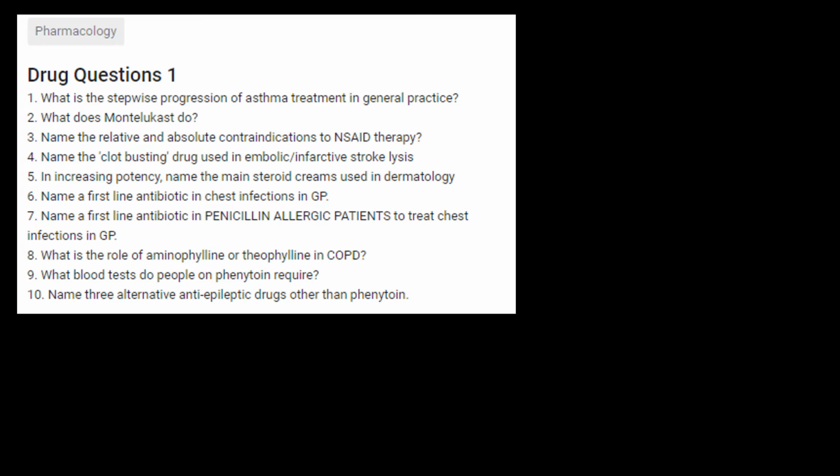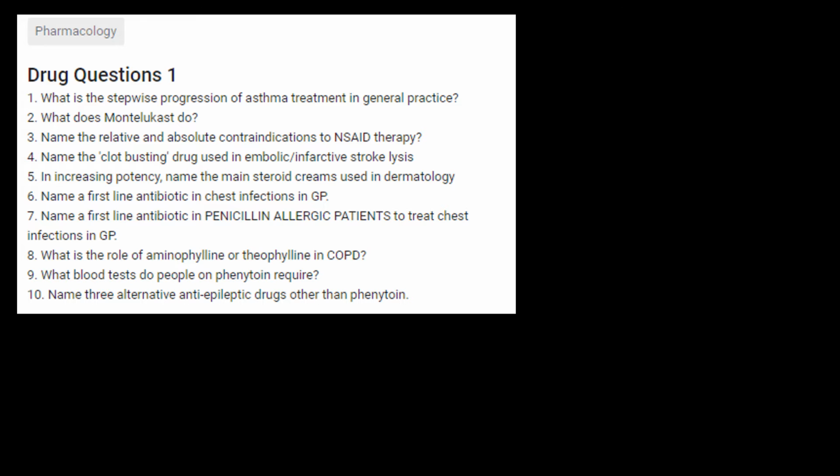So let's start with question 1. What is the stepwise progression of asthma treatment in general practice? If you're in the UK, for example, the BMJ has a wonderful stepwise progression algorithm for the treatment of asthma in general practice. The whole goal of treatment of asthma in general practice is to achieve maximum control of symptoms with the fewest medications. Asthma control refers to the extent to which the manifestations of asthma have been reduced or removed by treatment. An optimal control should include assessment of a combination of the patient's symptoms and pulmonary function testing.